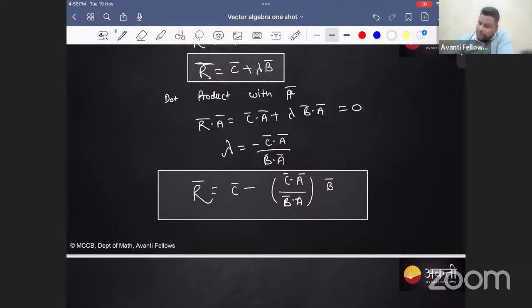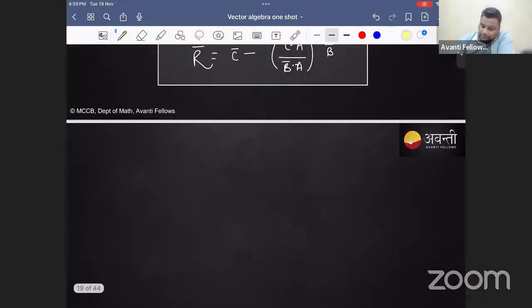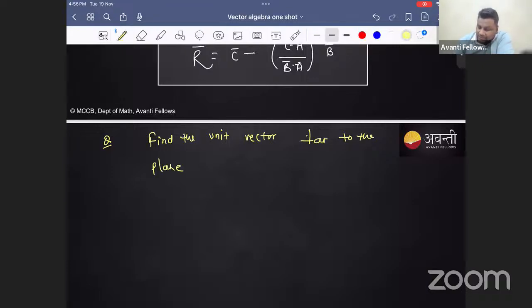So this was a simple question. Okay, one more thing if I ask you, find the unit vector perpendicular to the plane containing 3 points A, B and C.